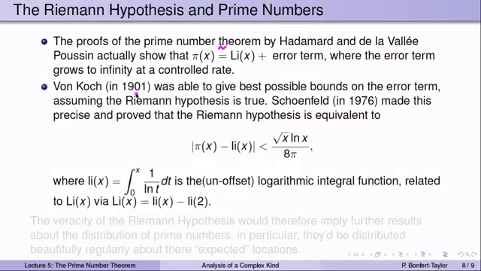Von Koch in 1901 was able to give the best possible bounds on this error term, assuming the Riemann hypothesis is true. Schoenfeld made this precise and proved that the Riemann hypothesis is equivalent to the absolute value of pi of x minus li of x being bounded above by root x times natural logarithm of x over 8 pi.